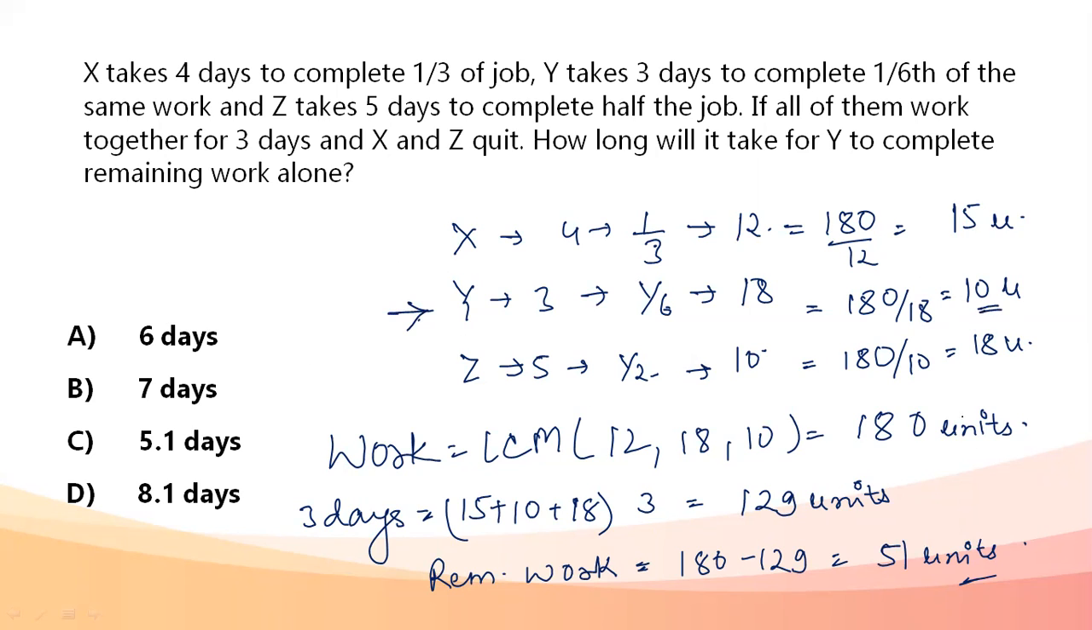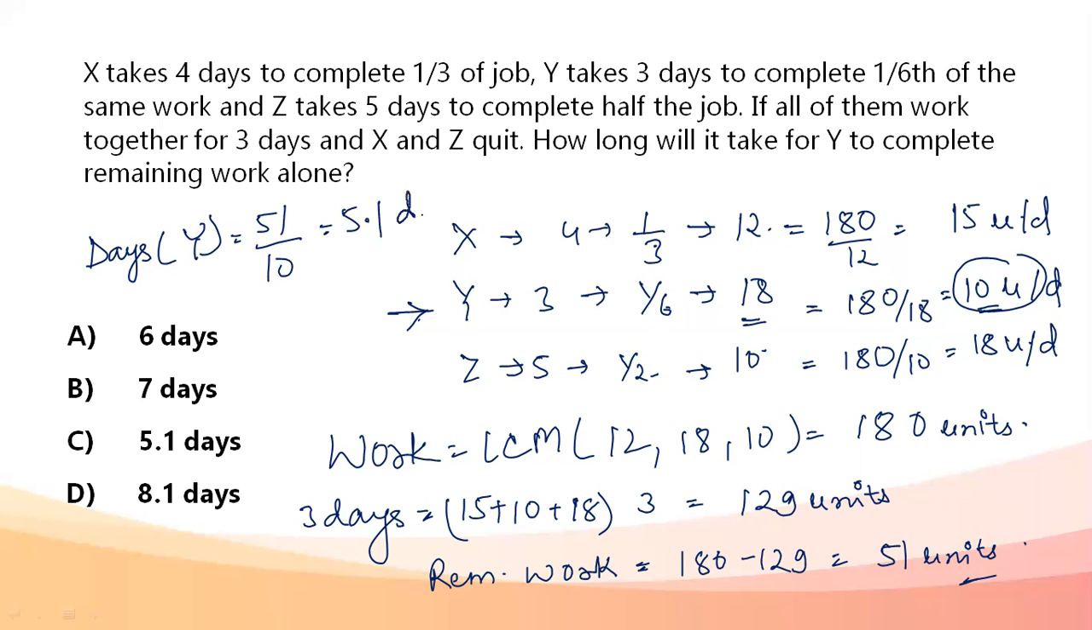Y is taking 18 days to do the task, and his efficiency is 10 units per day. So remaining work is 51 units. He is doing 10 units per day. Days that Y is going to take becomes 51 by 10, that is 5.1 days. My answer is option C.